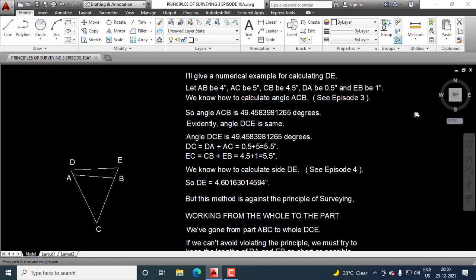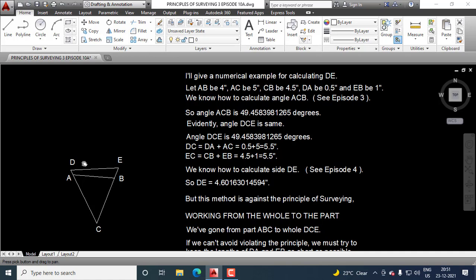Let AB be 4 inches, AC be 5 inches, CB be 4.5 inches, DA be 0.5 inch and EB be 1 inch. We know how to calculate the angle ACB. See episode 3. So angle ACB is 49.456398.1265 degrees. Evidently angle DCE is same. Therefore angle DCE is 49.458398.1265 degrees.